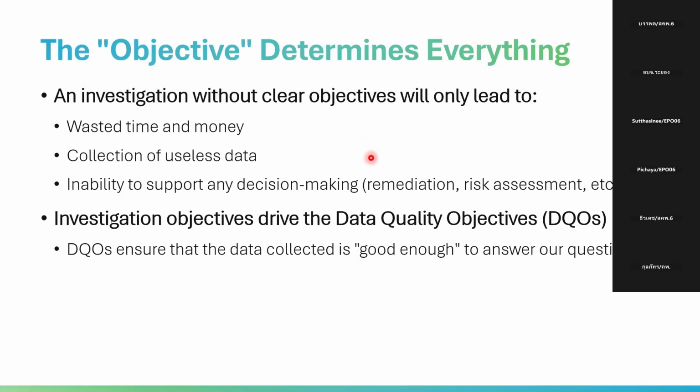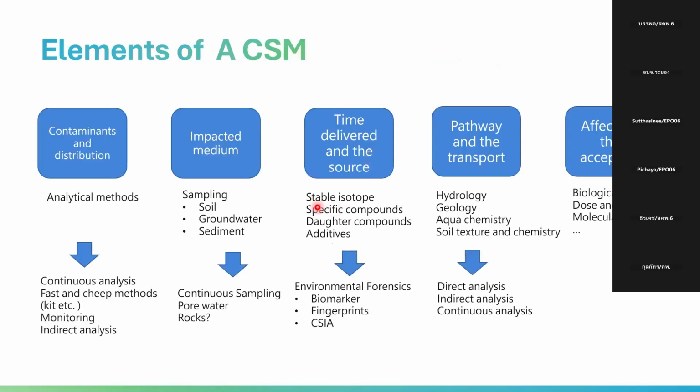And the second point is your QA/QC. Your data quality objective is to ensure the data collected is good enough to answer your questions. So these elements you should consider when you are doing the site investigation plan. What is the contaminant you want to know, so you select a proper analytical method. What is the medium you want to sample, and what is your source.